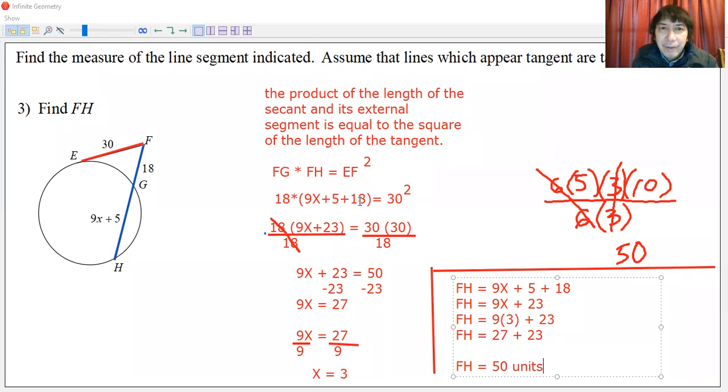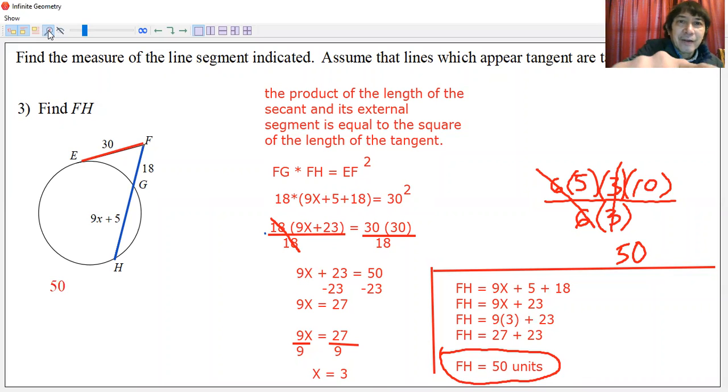Okay, this will be our answer. 50. All right, that's FH. We're asked to find the measure of the line segment FH. All right, so let's check and verify from the computer. Look at the diagram, and below the diagram will be the answer. Confirmed by the computer, our computation is correct at 50 units.